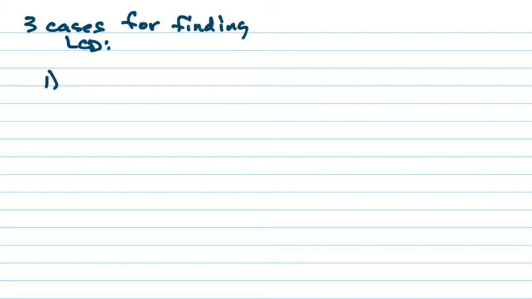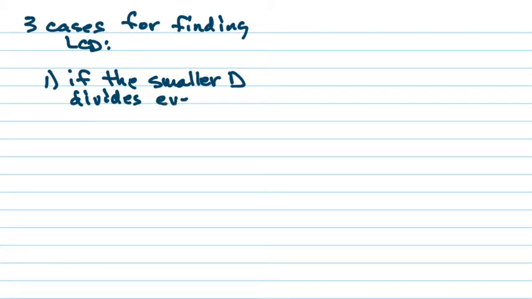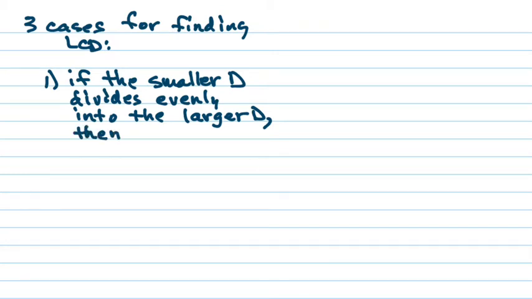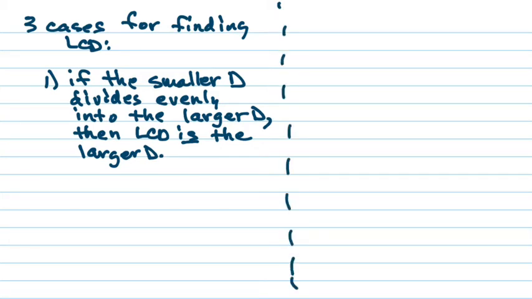The first case is if the smaller denominator divides evenly into the larger denominator. Okay, if the smaller denominator divides evenly into the larger denominator, then the LCD is the larger denominator. Okay, and we'll look at some examples to demonstrate that.